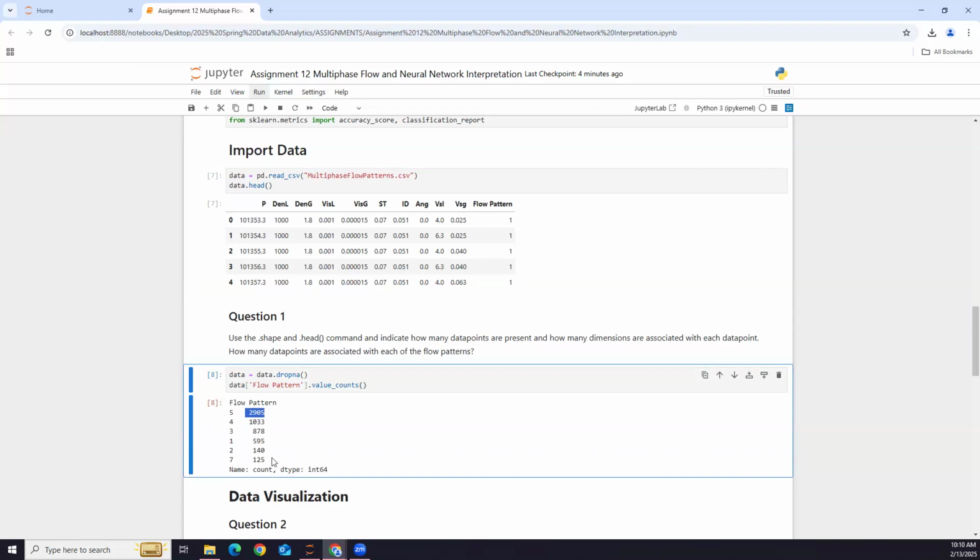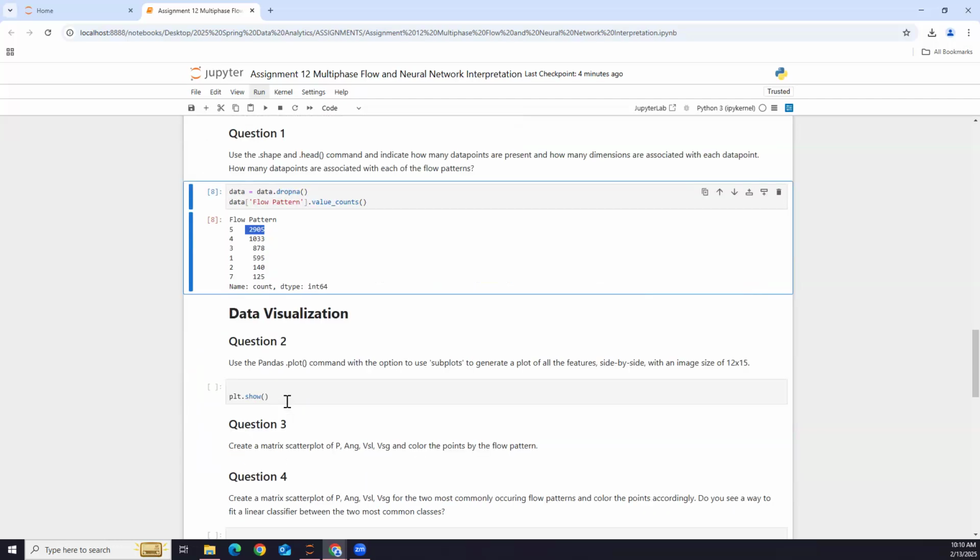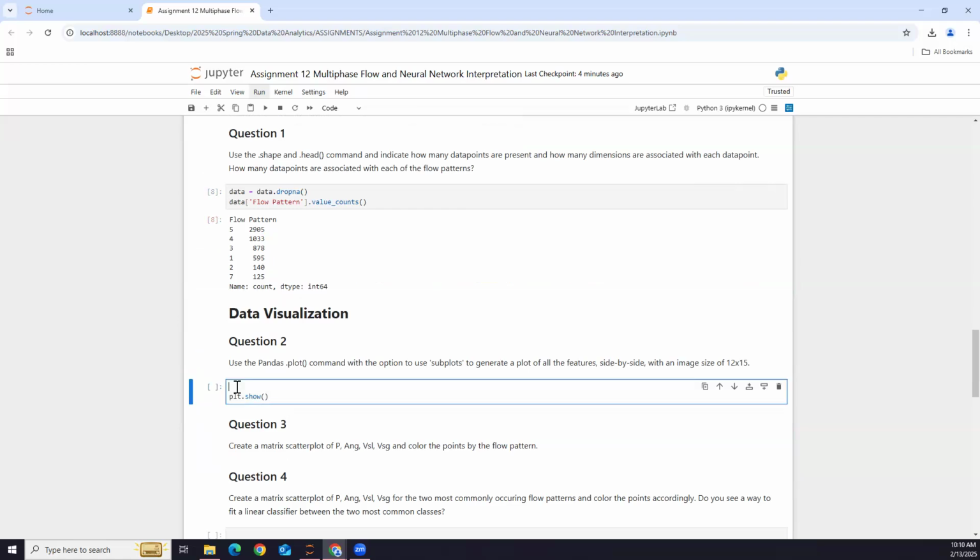And so looking at this data set, you can see that this is an imbalanced data set. There are several points associated with labels 5 and label 4, and fewer points associated with label 3 and 1, and very small number of data points associated with flow patterns 2 and flow patterns 7. But in any case, let's just go ahead and see all the features side by side and see what we can gather from the data.